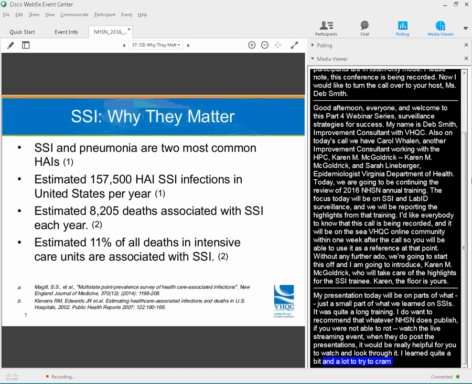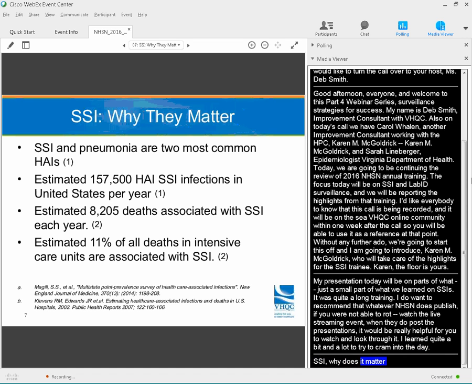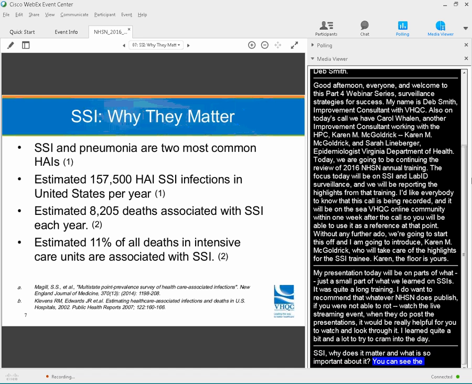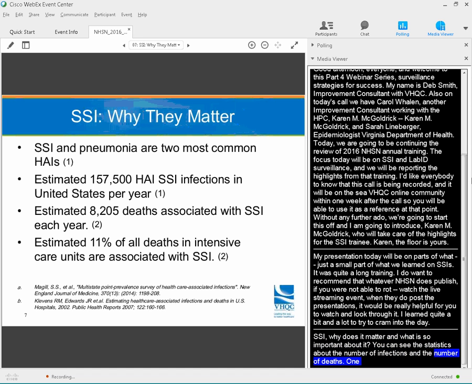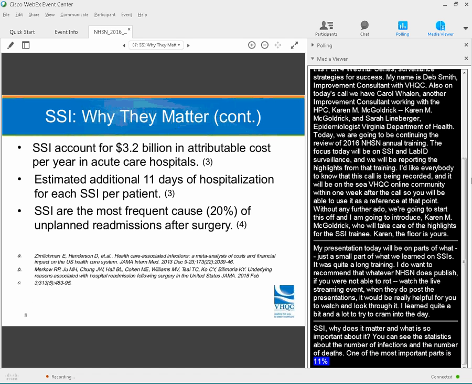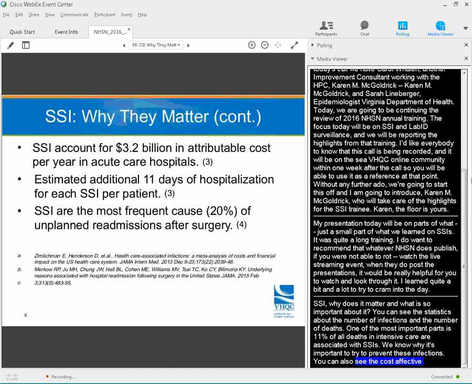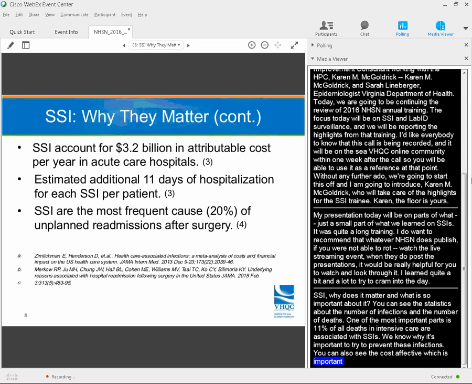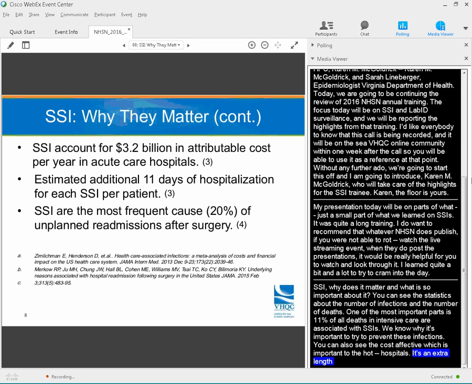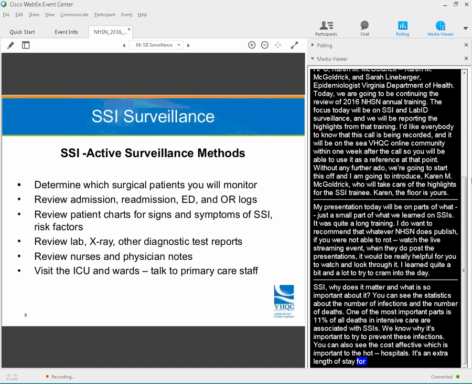SSIs, why does it matter and what's so important about it? You can see the statistics that are listed here about the number of infections and the number of deaths. I think one of the most important parts is that 11% of all deaths in intensive care units are associated with SSIs. So we know why it's so important to try to prevent these infections. You can also see the cost, and that's important, obviously, to our hospitals. It adds to the extra length of stay of patients, and 20% of unplanned readmissions after surgery are most likely due to SSIs.